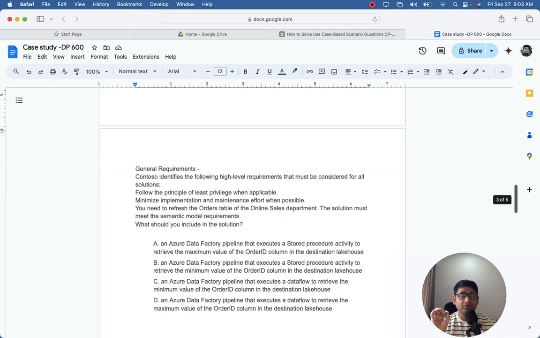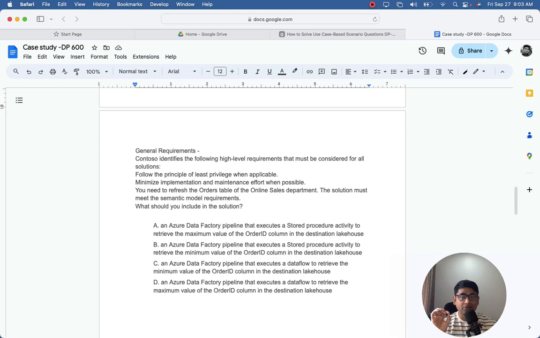Now they have given all the 4 options. Let's check that. Now the first option they are saying is execute a stored procedure activity to retrieve the maximum value of order ID column in the destination lakehouse. So why are they saying maximum value of order ID?